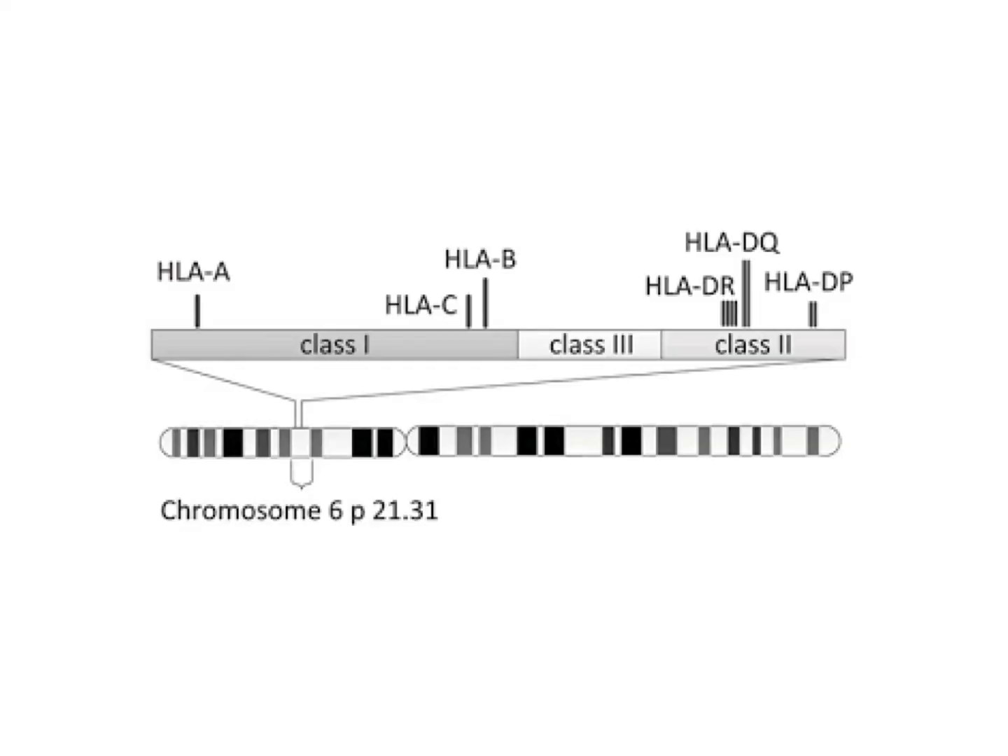This is a picture showing chromosome number 6, which has a short and a long arm. The short arm has class 1, class 2 and class 3 MHC proteins, out of which HLA-B27 is located on the class 1 MHC. And HLA-DR, which is also responsible for causing rheumatoid arthritis, is located on the class 2 MHC.